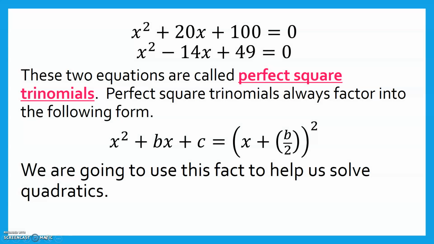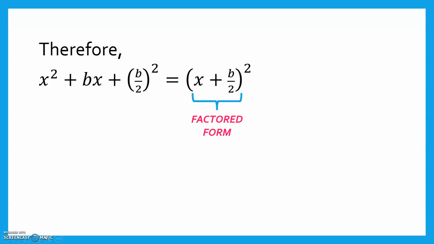In the previous lesson I gave you these two equations, and I picked them specifically because they are called perfect square trinomials. I know that because half of b squared is c. So half of 20 is 10, 10 squared is 100. Half of negative 14 is negative 7, negative 7 squared is 49. So when I have perfect square trinomials, they will always factor exactly how I've indicated there. Let me go to the next screen and you can pause and write it down.